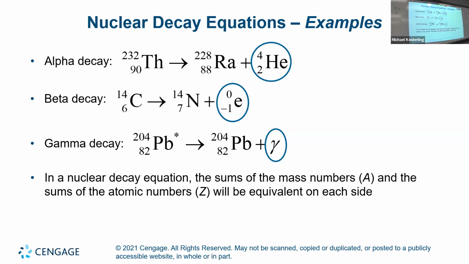So if you look at this, in all of these, the sums of the mass numbers on one side equal the sum of the mass numbers on the other, and the sums of the atomic numbers will be equivalent on each side as well, as long as you make sure to note that an electron has an atomic number of -1. And if you have a positron, which is an anti-electron, it would have an atomic number of +1.